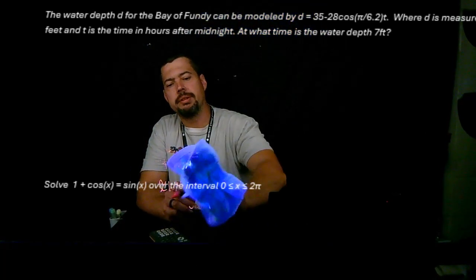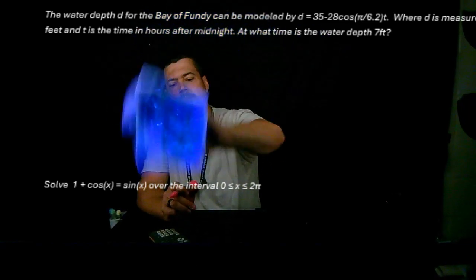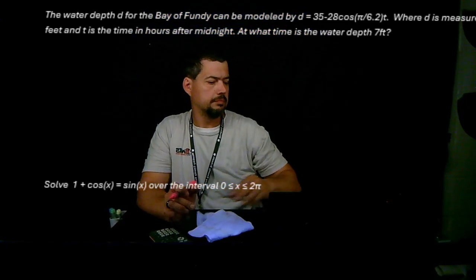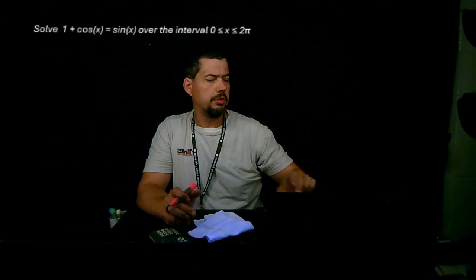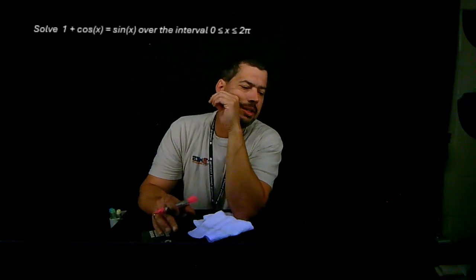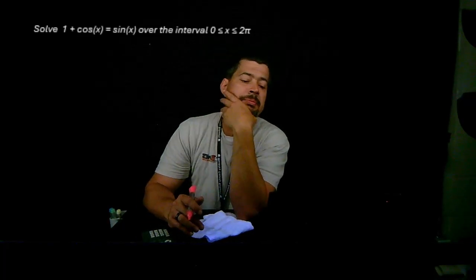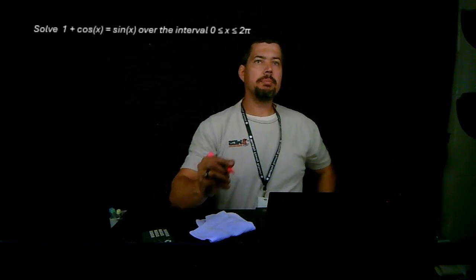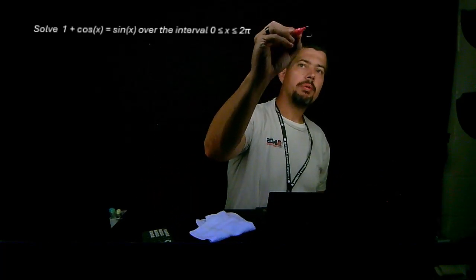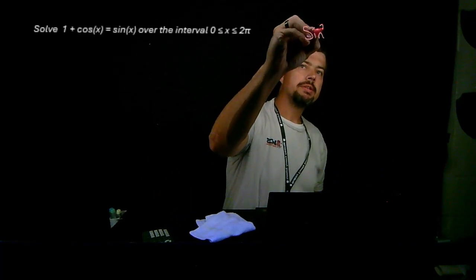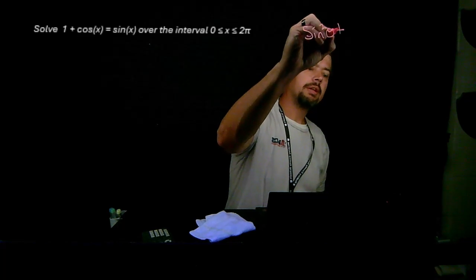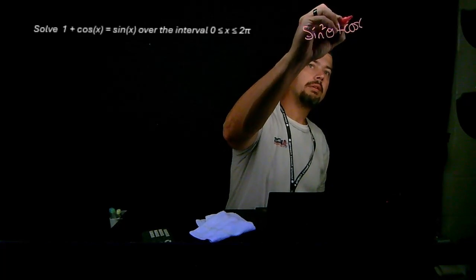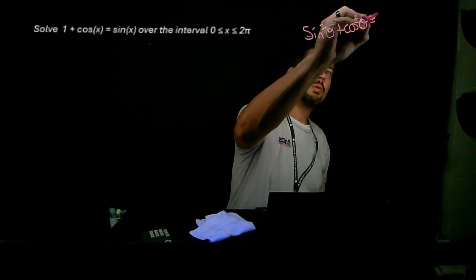And the last one. Solve 1 plus cosine of x equals sine of x over the interval from 0 to twice pi. Now, when I look at this one, I was thinking about the Pythagorean identity, the most important of all the Pythagorean identities in the trig world, that the sine squared of theta plus the cosine squared of theta is 1.